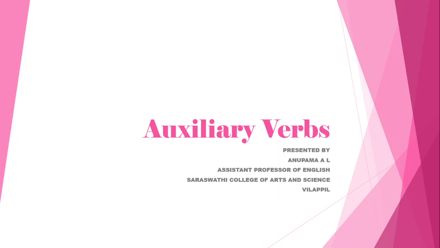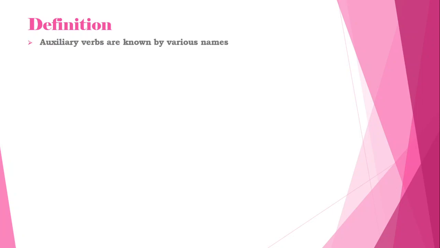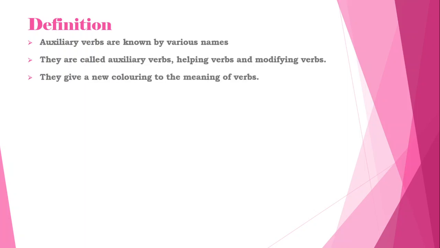Now, let's take a quick overview of auxiliary verbs. Auxiliary verbs are known by various names. They are called auxiliary verbs, helping verbs, and modifying verbs. They give new coloring to the meaning of verbs.